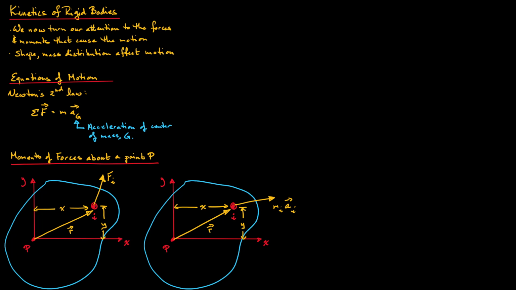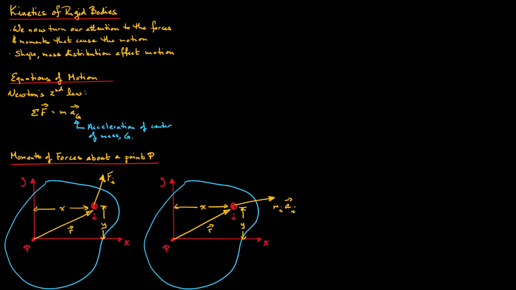We're all familiar with Newton's second law. For a rigid body, we can say that the sum of the forces, and remember these are the external forces acting on the rigid body, is equal to the mass times the acceleration. From your study of kinematics, hopefully you are aware that the acceleration in a rigid body is not necessarily the same at every point.